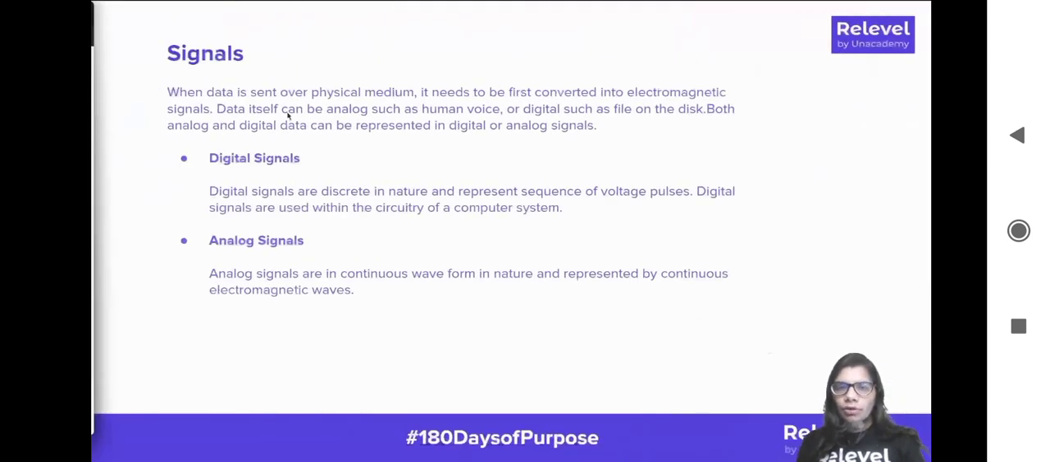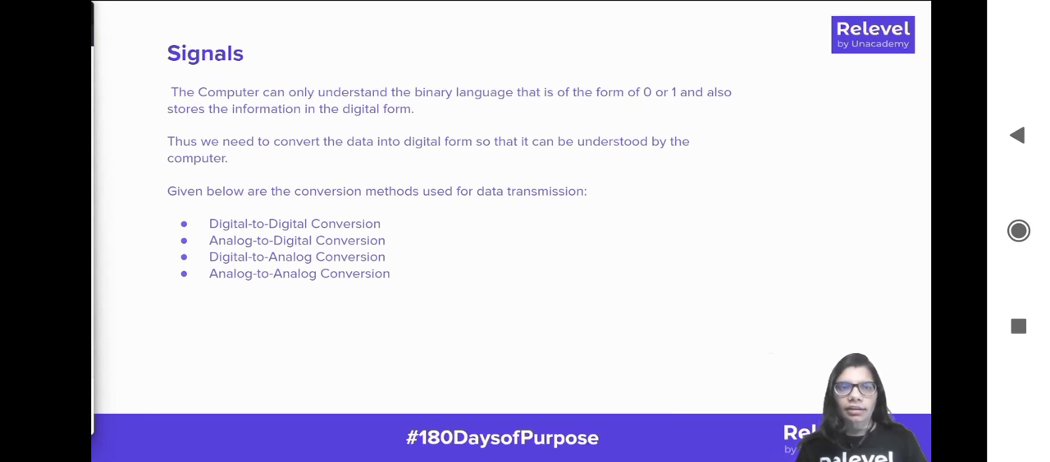Now let's learn more about them. Digital signals are discrete in nature and represent the sequence of voltage pulses as we have just seen. Digital signals are used within the circuitry of a computer system, while analog signals are continuous waveform in nature and are represented by continuous electromagnetic waves. As you know, the computer can only understand the binary language, that is in the form of 0 or 1, and also stores the information in the digital form. Thus we need to convert data into digital form so that it can be understood by your computer.